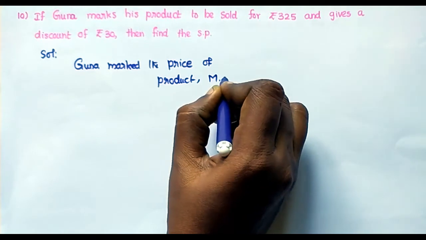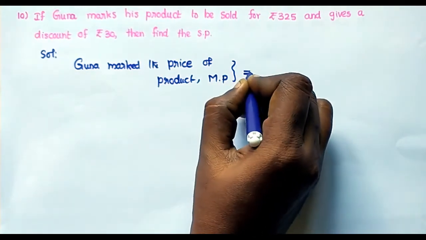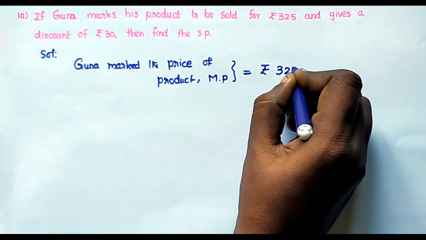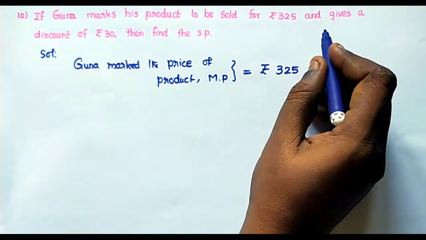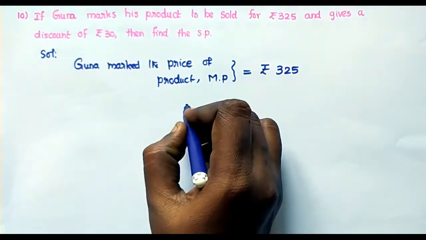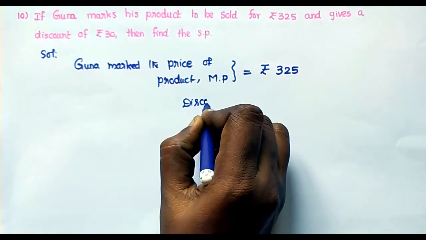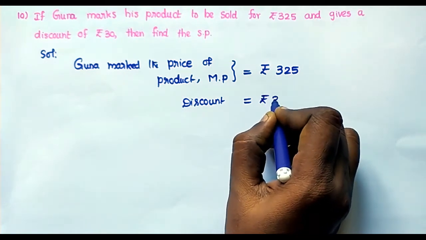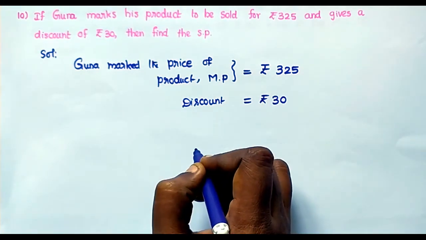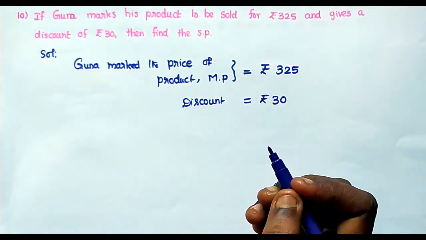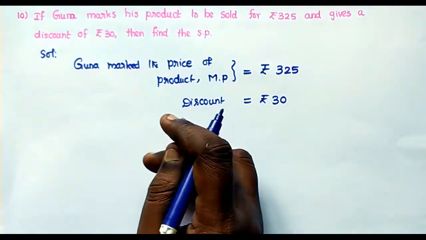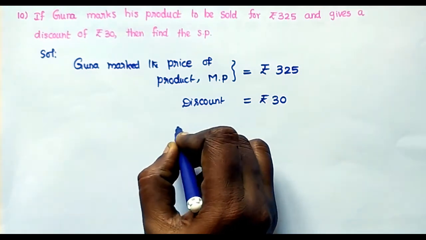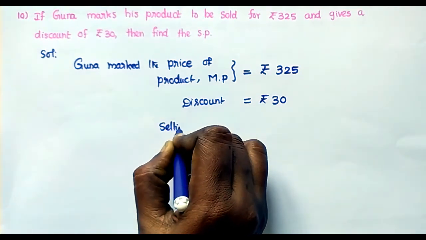That is mark price. How much? 325. And gives the discount also. How much discount? Rupees 30. So find the selling price. How much did he sell that? That is selling price.